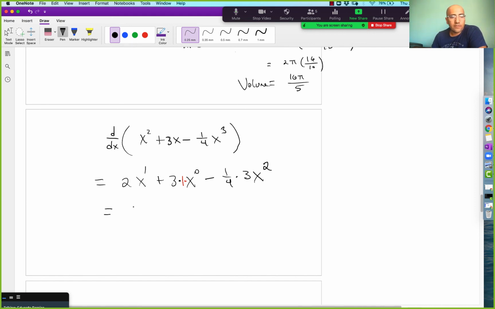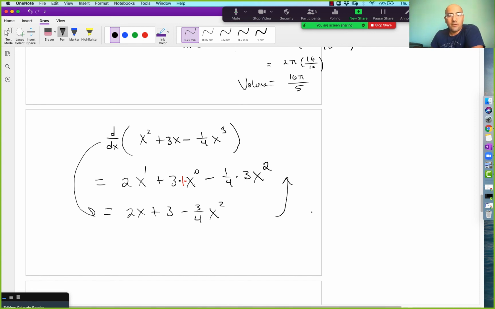We often just skip this middle step and jump to 2x plus 3 minus 3/4 x squared. Good, that's taking the derivative. Now, when we want to go backwards, we have to think about this process, but sort of undo the process.